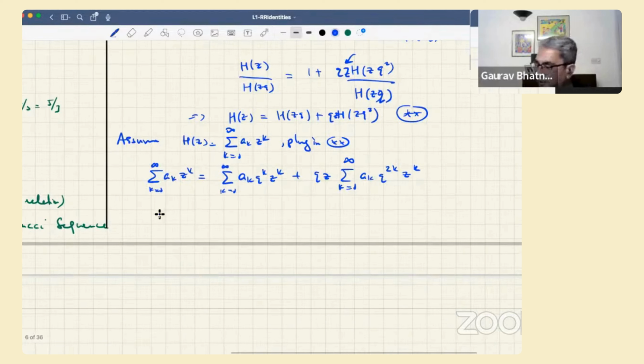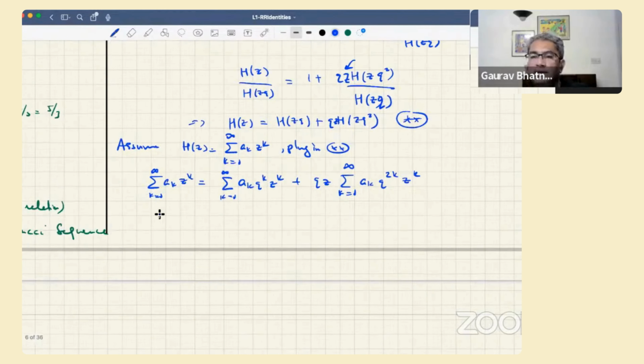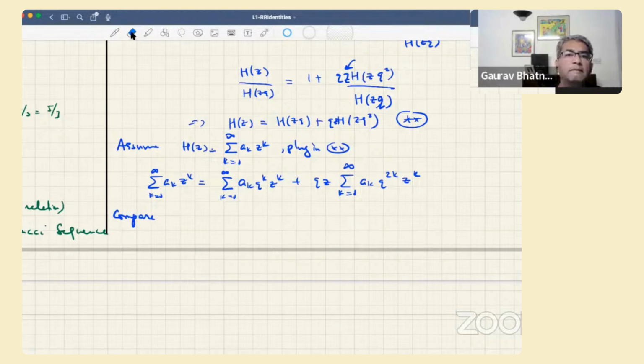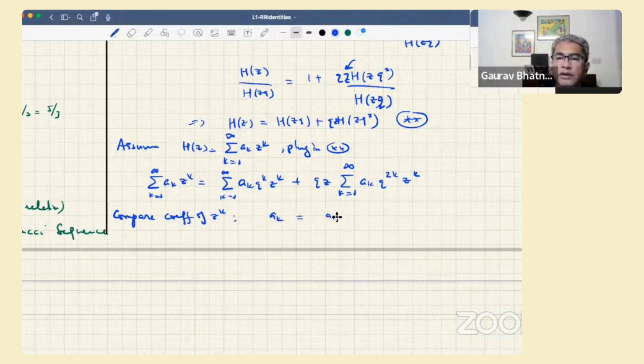Right, and now we compare coefficients of z^k. So compare coefficients of z^k, and we get a_k is equal to a_k q^k. So here there is an extra z, so it's z^(k+1). So you will get a_(k-1), and there's a q here, so it's 2k minus 2 and plus 1 here.